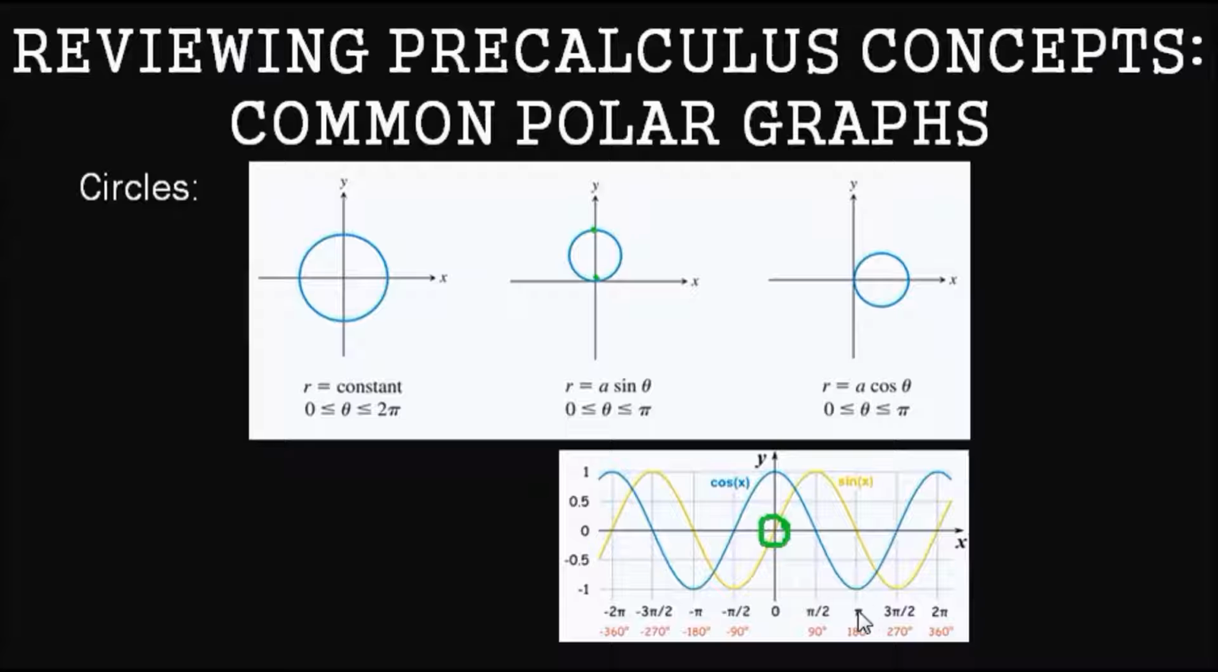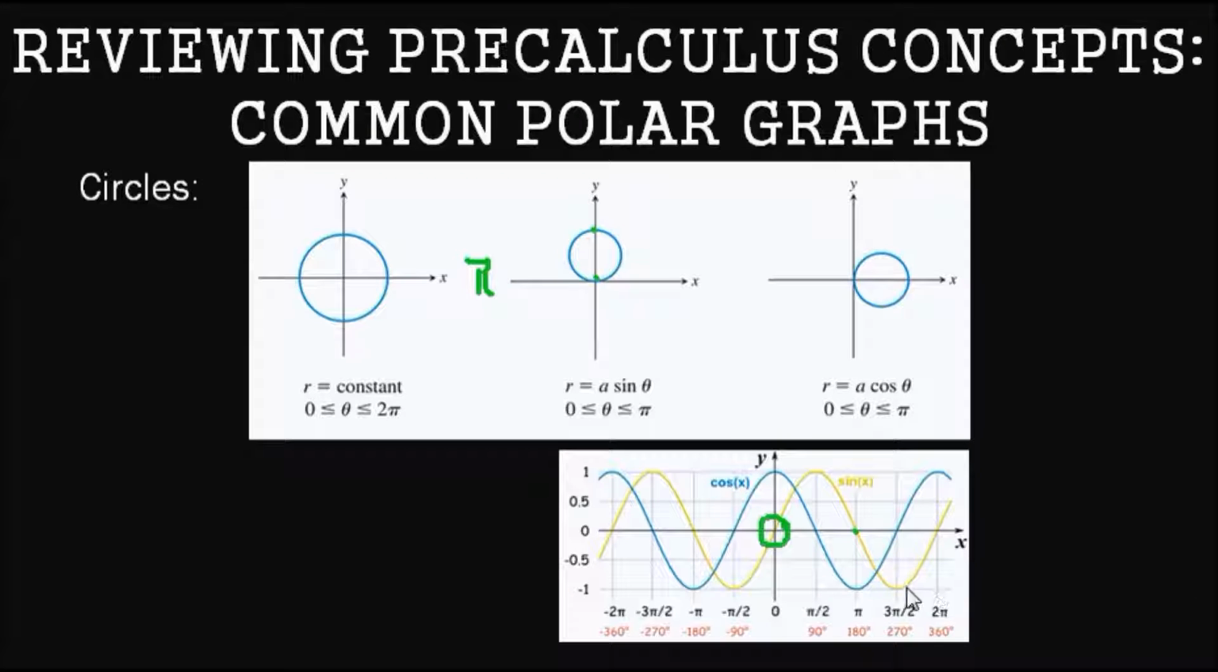As the x values increase to pi, however, the y values go back to 0. And similarly, the graph approaches the pole as the angles approach pi. At this point, the graph on the polar coordinate plane has already made its first revolution, which is why the domain goes from 0 to pi in both r equals a sine theta and r equals a cosine theta.